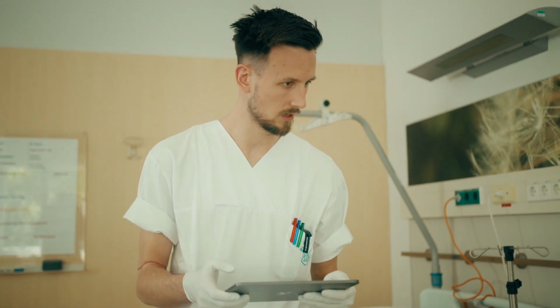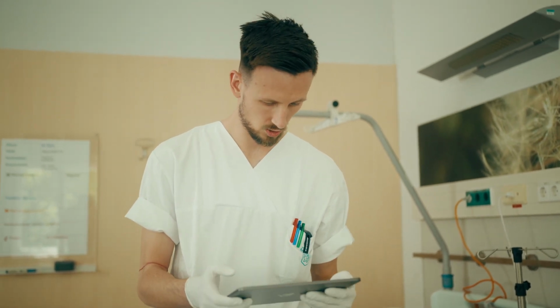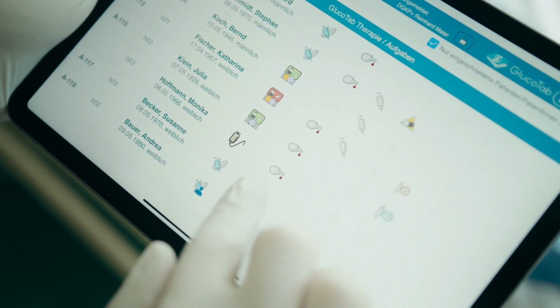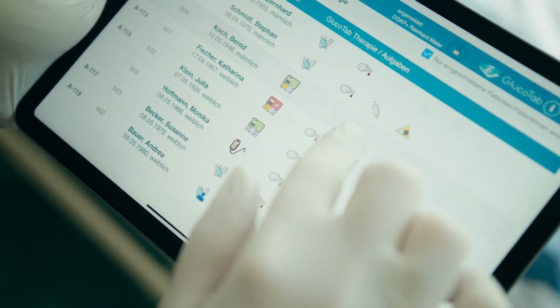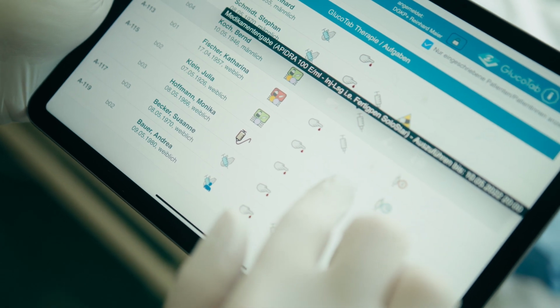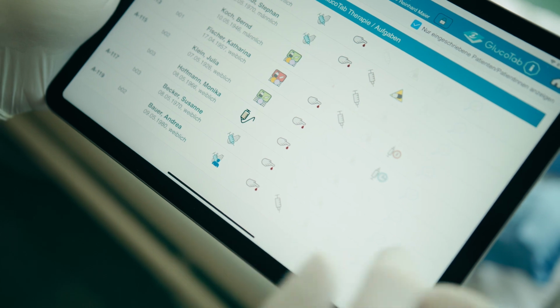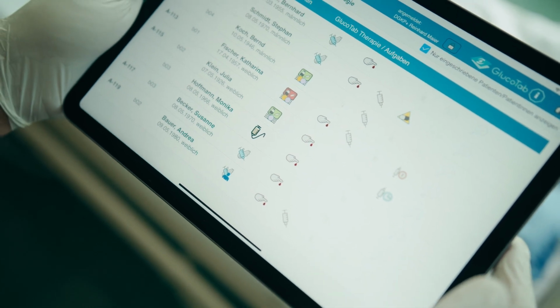GlucoTab is a software system for the digitalization of the entire blood glucose management process. It provides decision support for both physicians and caregivers. This includes supporting the workflows. The display of open tasks, for example, helps to process all relevant activities on the ward in a structured manner.